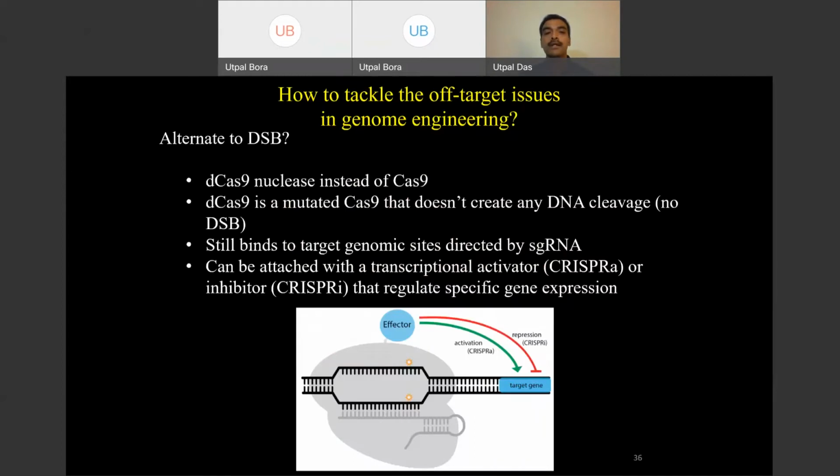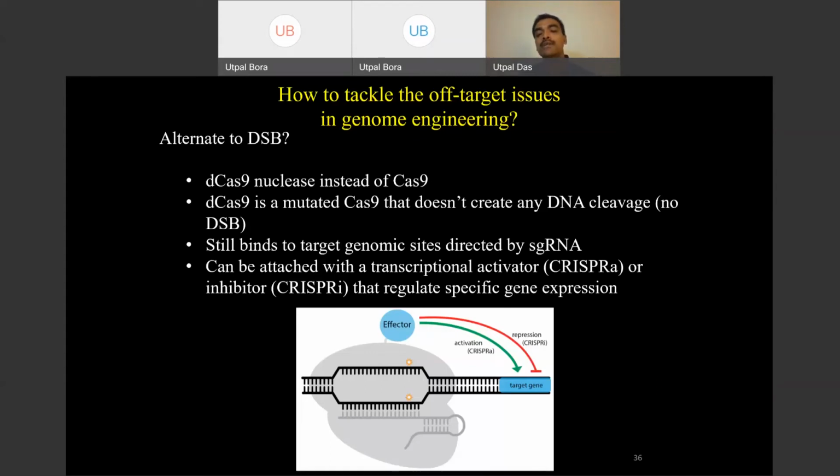And next thing, as I mentioned, double-stranded breaks are actually bad. Is there any alternative to it? Can we actually modify a gene without creating a double-stranded break? Actually, we can. So this new Cas9 has been developed that basically does not create any double-stranded break. It's a deactivated Cas9, but it will still bind to the DNA where it is carried or guided by the gRNA.